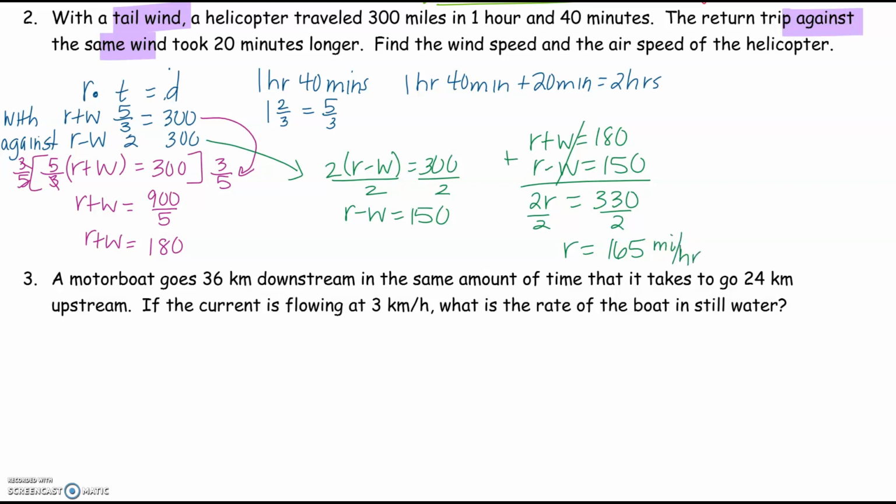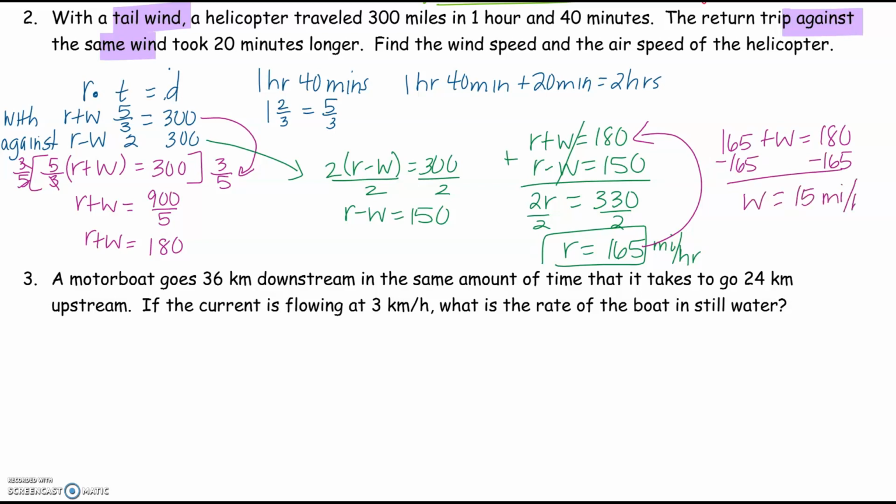So that's my rate. I can take that rate again, and you can choose where to put it. I'm going to put it into the first one. So I get 165 plus W equals 180. Subtract 165, and I found that the wind was 15 miles per hour.